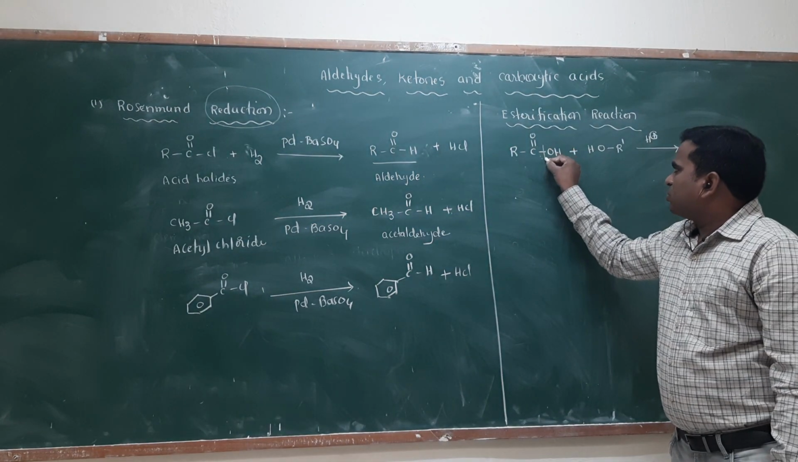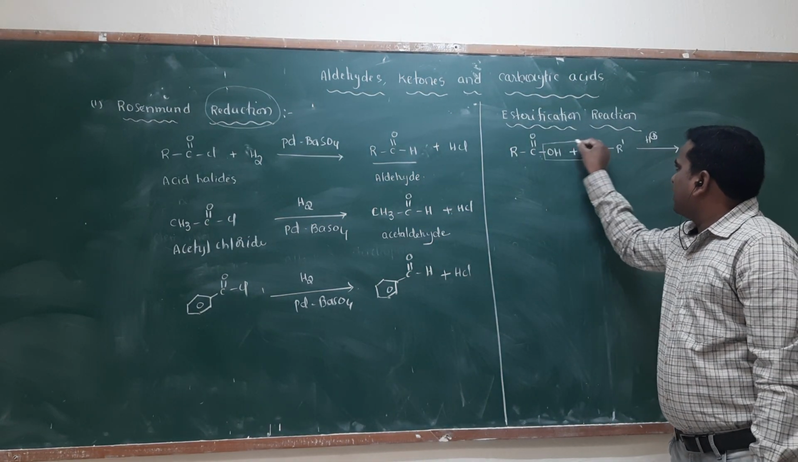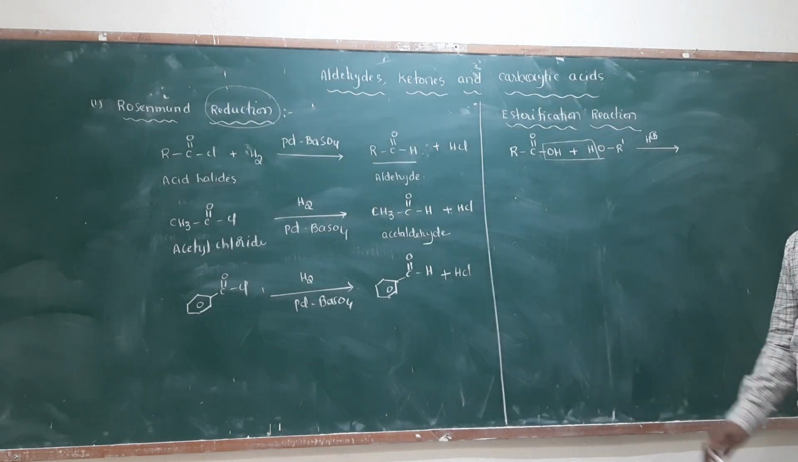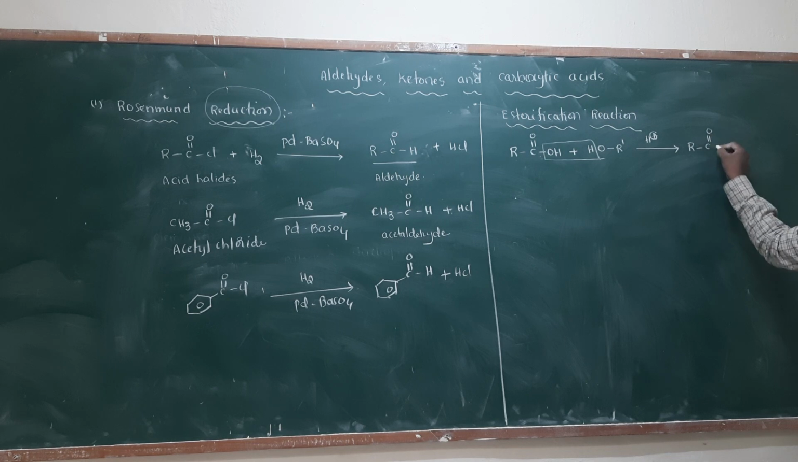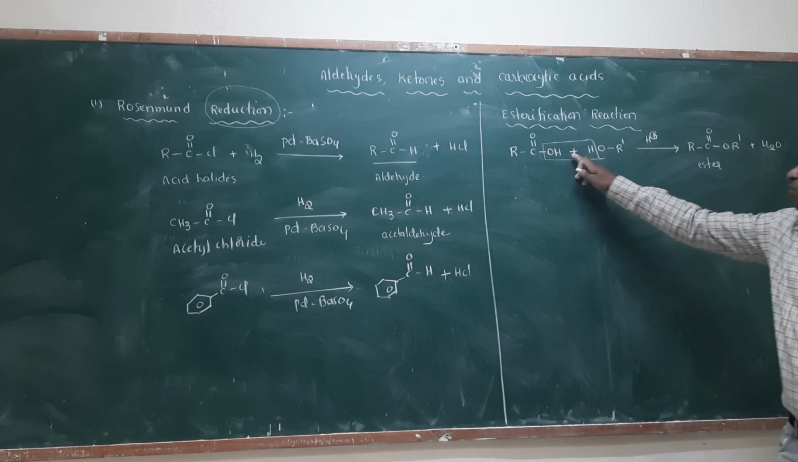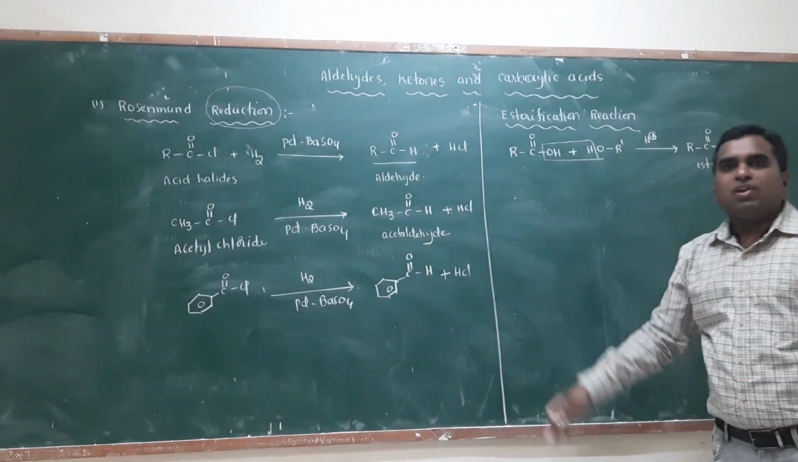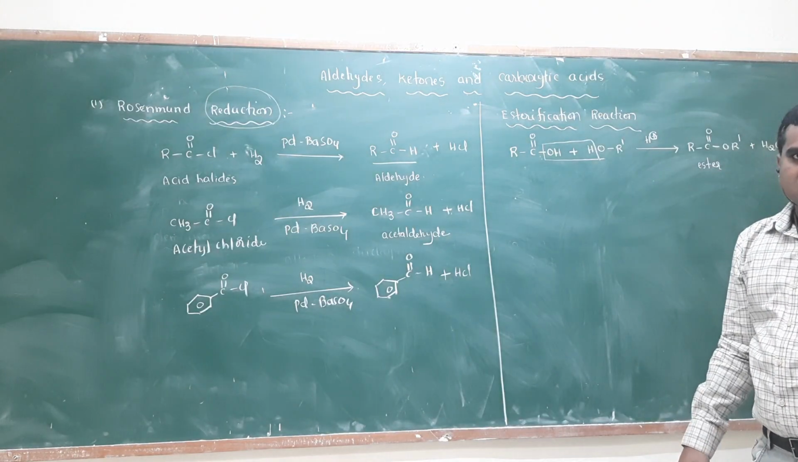Simple. What you have to do? Remove the water molecule. Then combine both. What will you get? R, C double bond O, and O R dash. This we will call an ester, plus H2O. So this reaction we will call an esterification reaction.